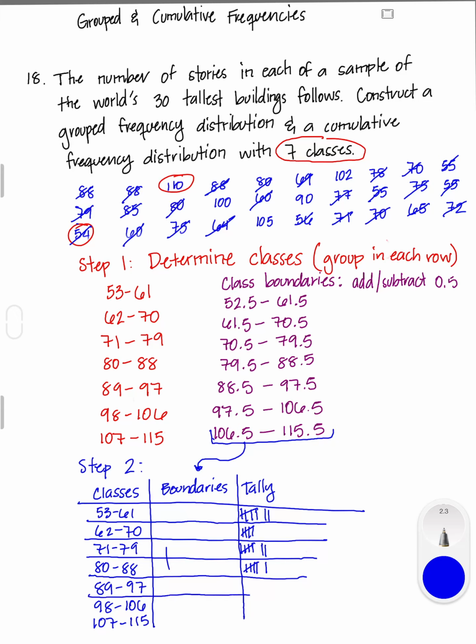Now from 89 to 97. We have 90, that's 1. That's it, only 1. Now let's see from 98 to 106. We have 102. We have 100.